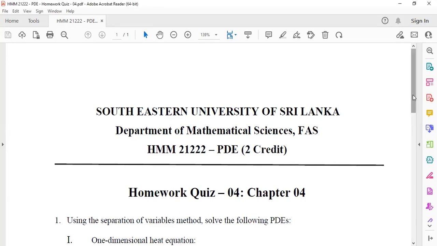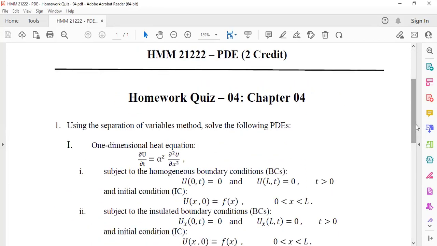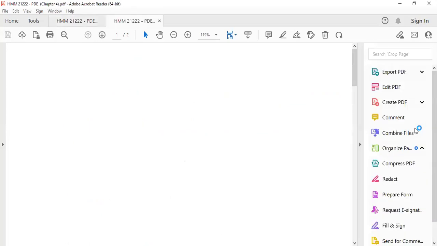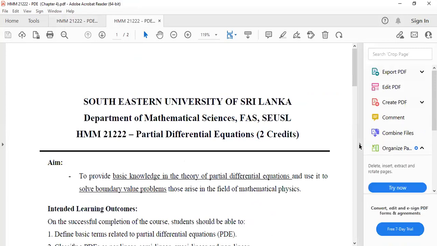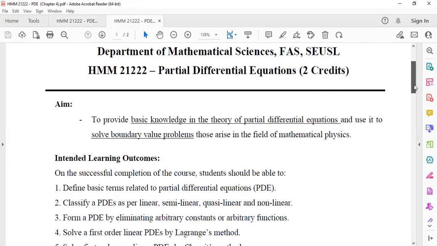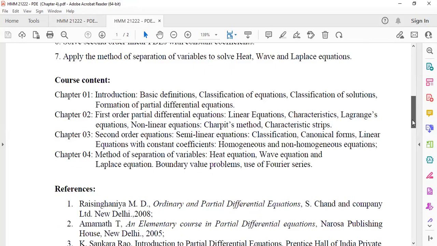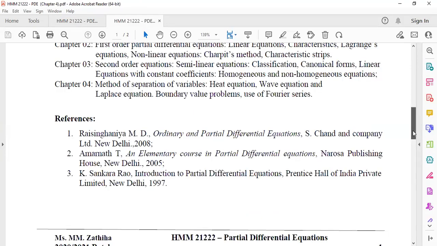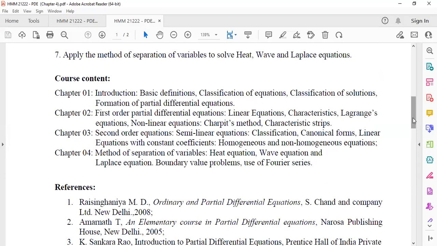So I have sent this homework quiz on chapter 4. I also have sent all the homework quizzes related to each chapter. Somewhere the related questions only come for your continuous assessment as well as the semester one. So it's better you practice now itself with the homework quizzes and also our notes.